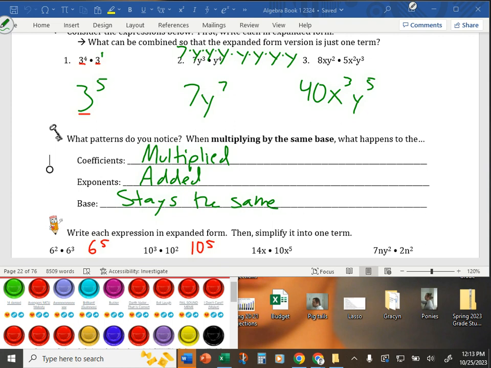Okay? And that's why it's important to understand the difference, especially between a base and a coefficient. Because coefficients can only be numbers, but bases can be numbers too. And when it's a numerical base, it doesn't change. When it's a coefficient, you multiply it.